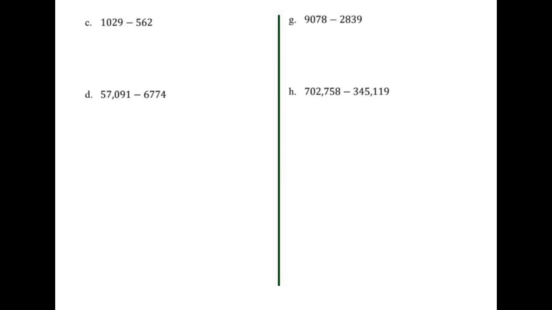Okay, now in these last 4, I broke your set of 8 into 2 pages of 4. Just for the sake of quickness, I'm not going to check them, although you should, okay? So here we go.